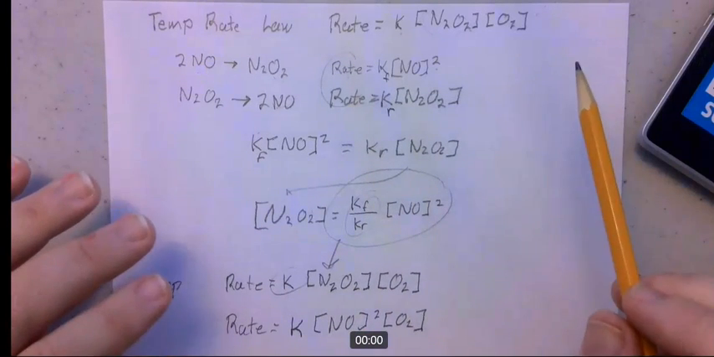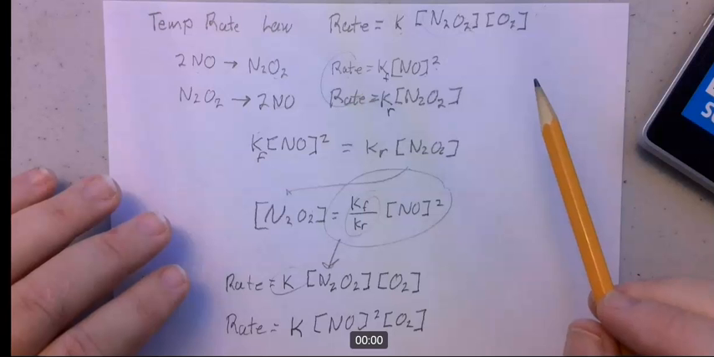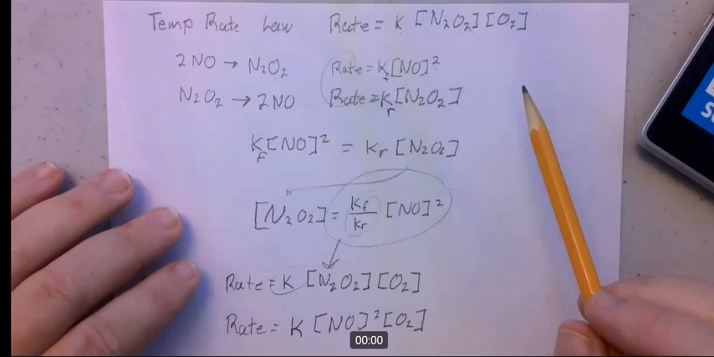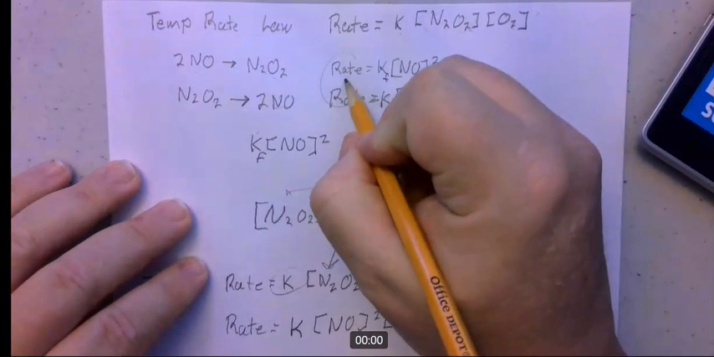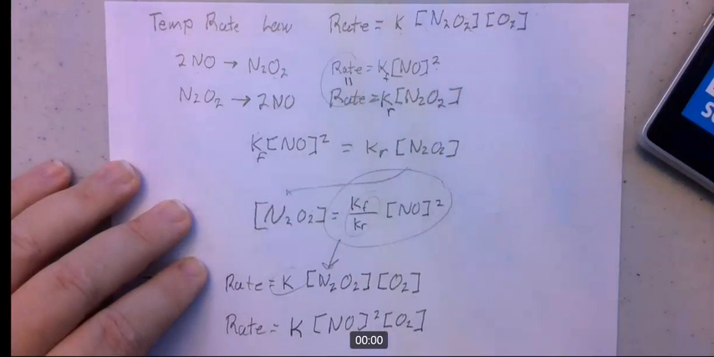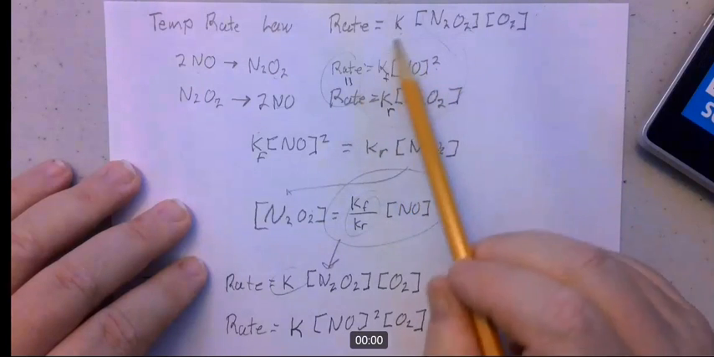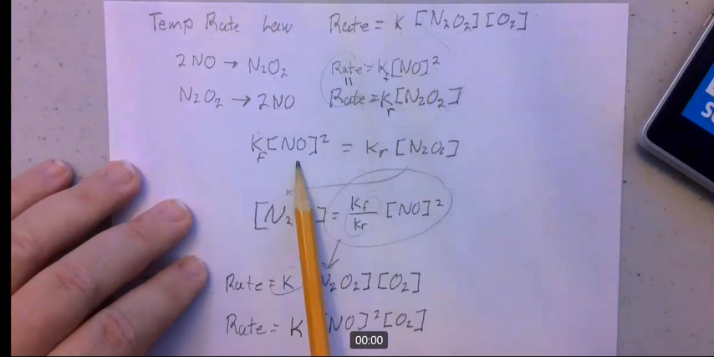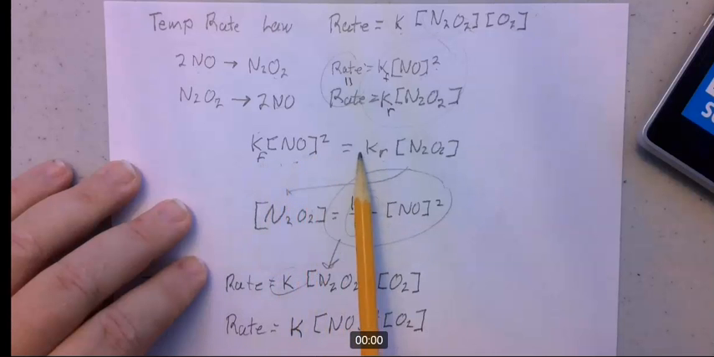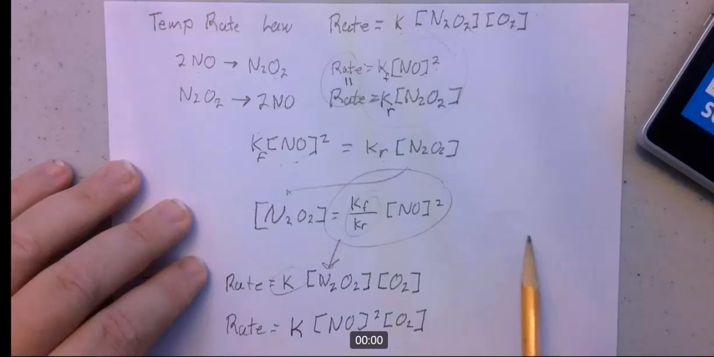When they're in equilibrium, that means the rate going forward and the rate going backward have to be the same. That means that these 2 rates are the same. It has to be going forward and backward at the same rate. That means these 2 things are the same. So we're going to go ahead and write them like that. So k forward times NO squared equals k reverse times N2O2.